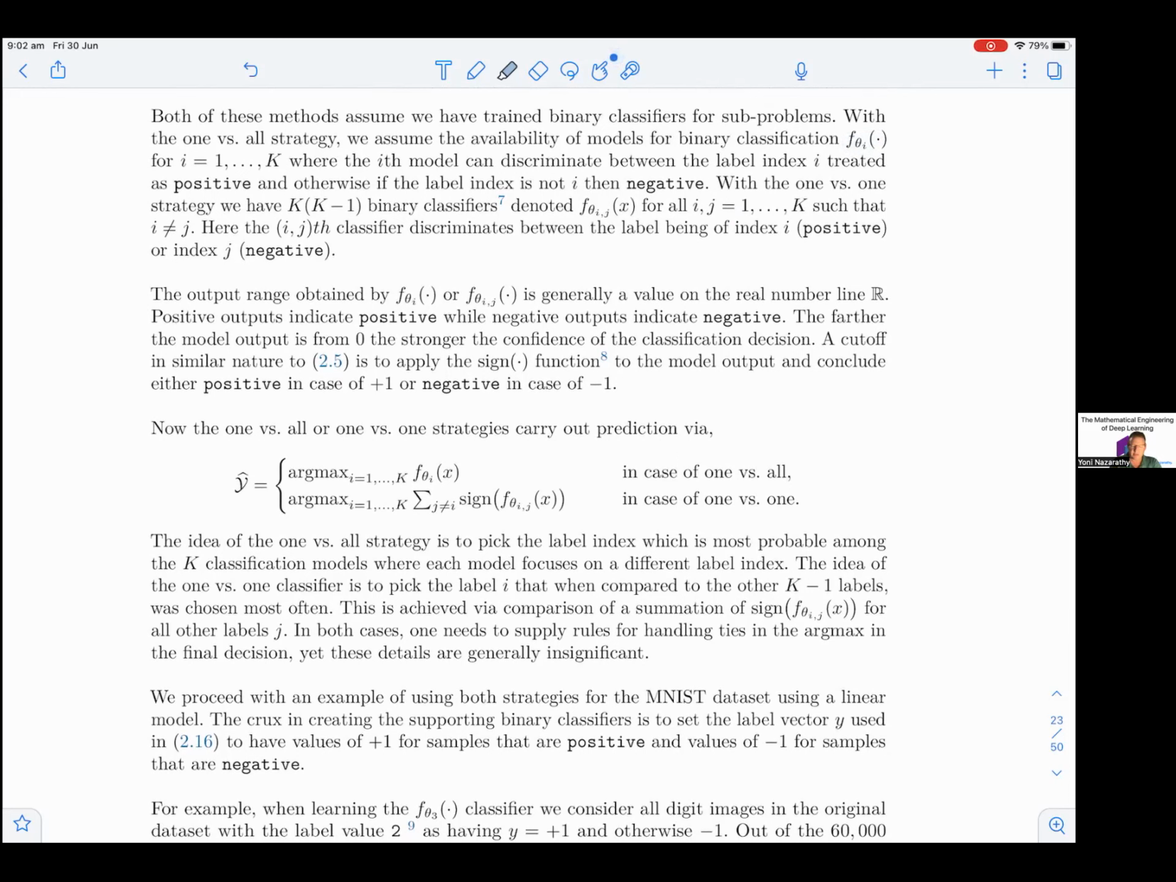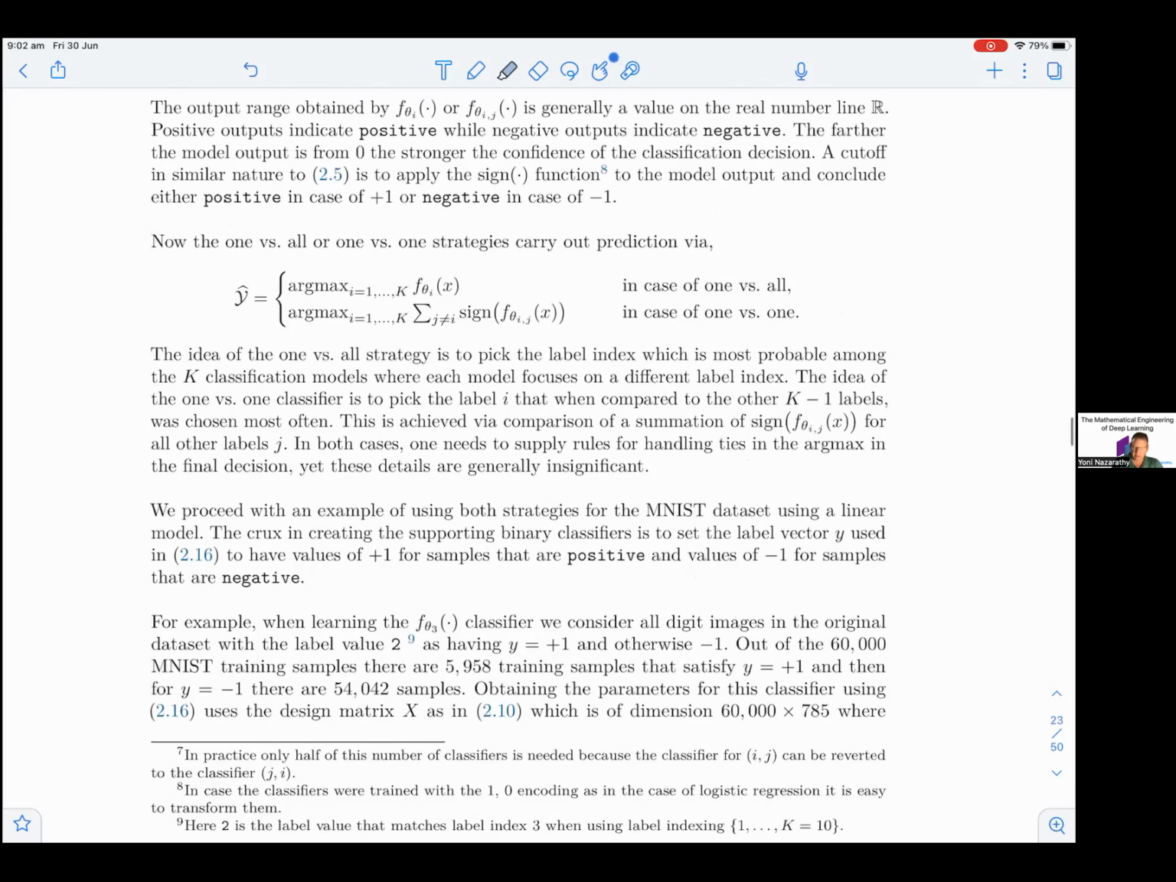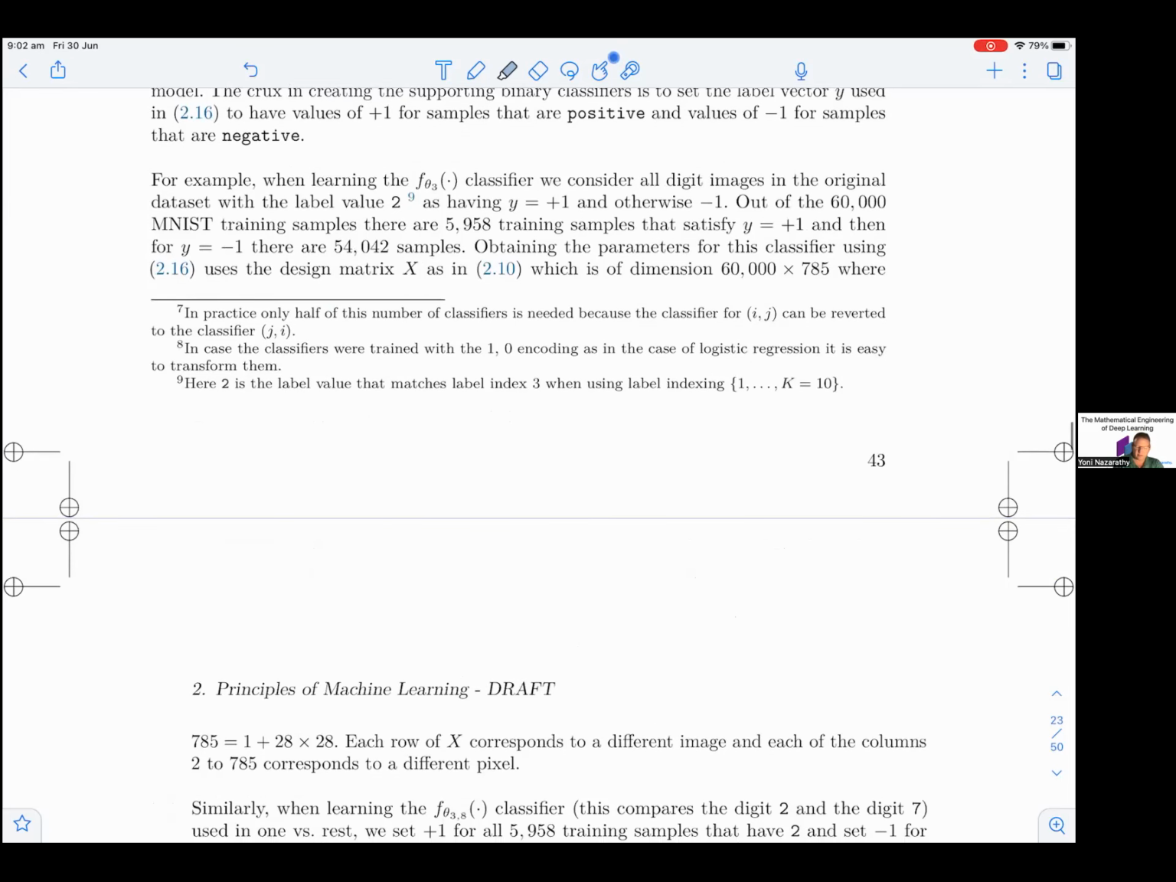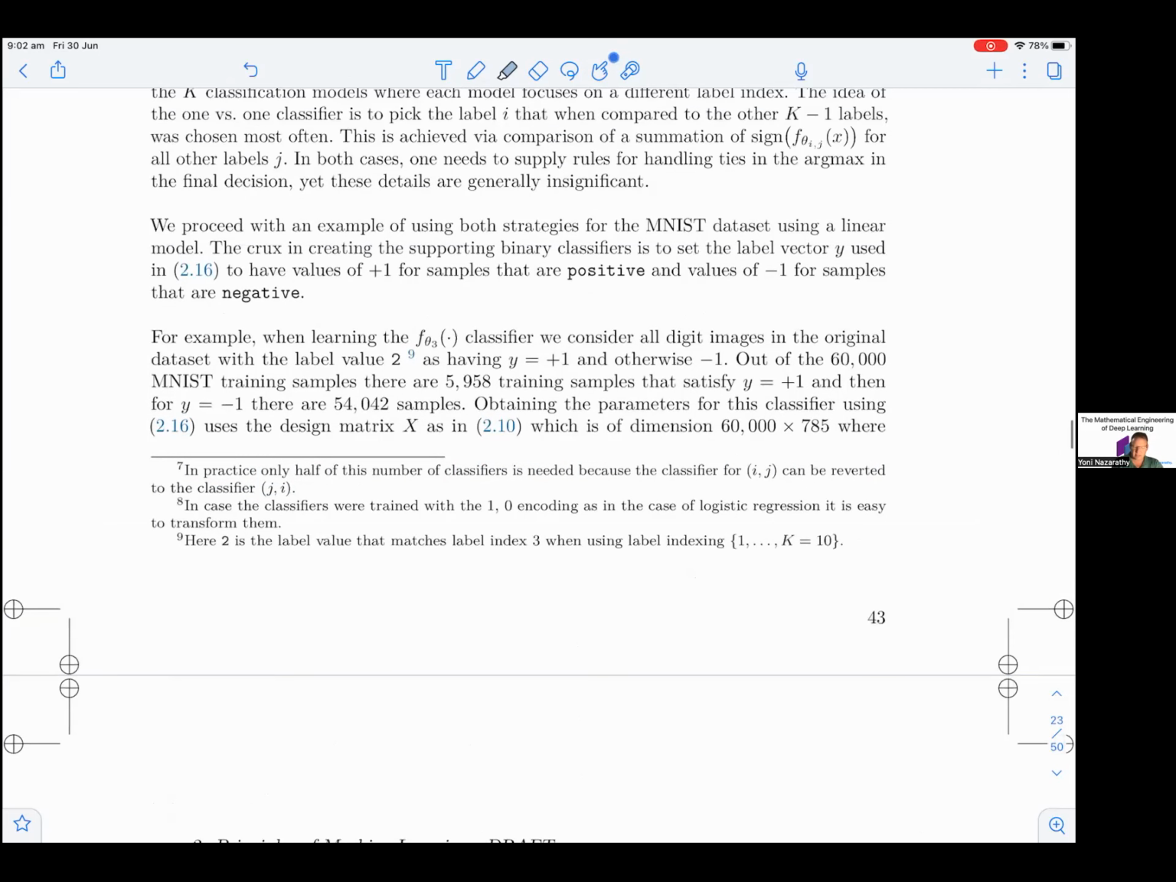With the 1 versus 1 strategy, we have k times (k minus 1) binary classifiers, denoted f theta ij, for all ij pairs such that i is not equal to j. So this is the number of ordered pairs which you have. In the footnote here, in practice, you can get half of those, because a classifier that distinguishes between i and j is like a classifier that distinguishes between j and i. But that's a detail.